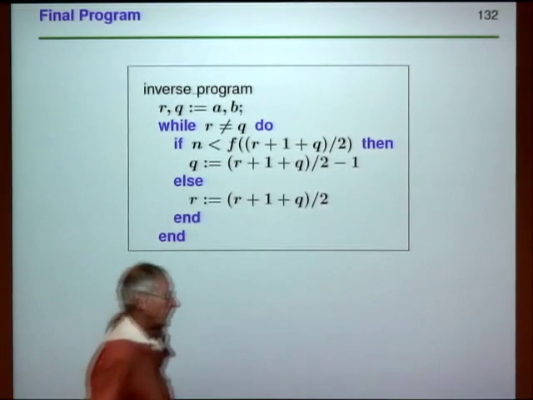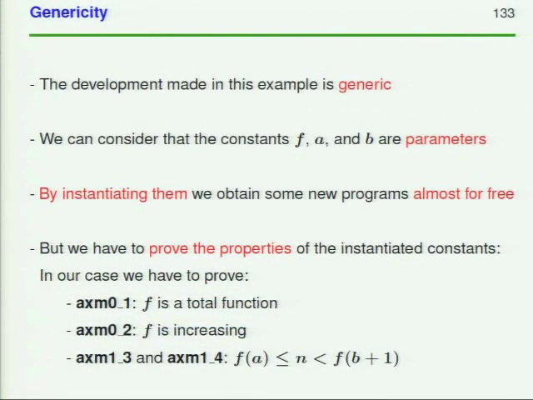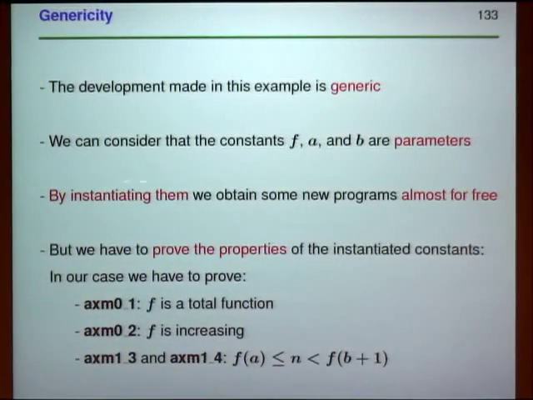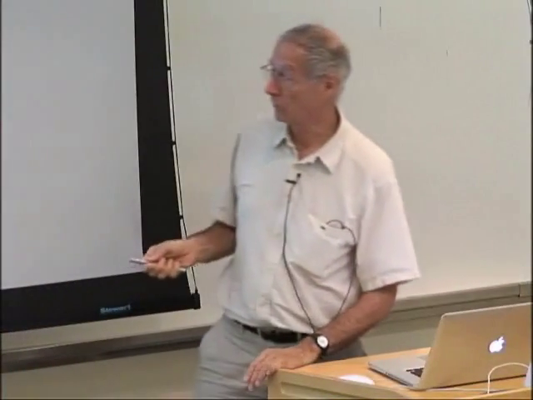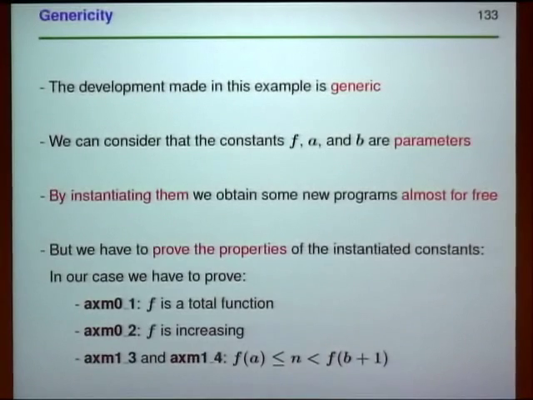So for example, we go back to the square root. Here I explain what we have to do by instantiating them. We obtain some new programs almost for free. But we have to prove the properties of the instantiated constants, because these constants have got some properties. So in another more specialized framework, we have to prove the properties of f and the properties of a and b.